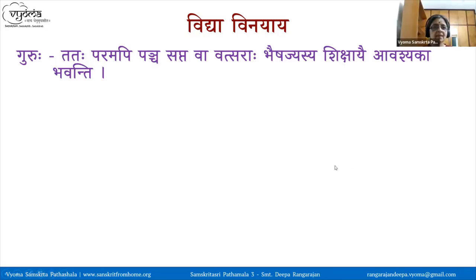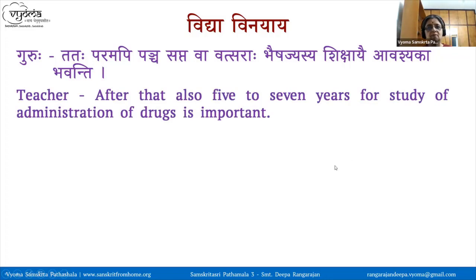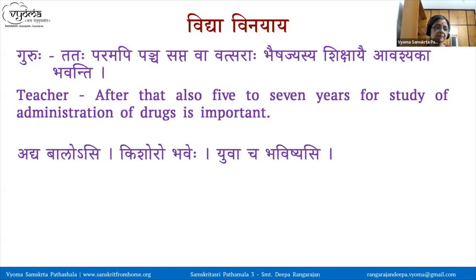So what is the meaning? After that also 5 to 7 years of study for study of administration of drugs. Bhaishajyam is important. Avashyaka or is necessary. That will be more apt. Avashyaka is necessity. Yes.